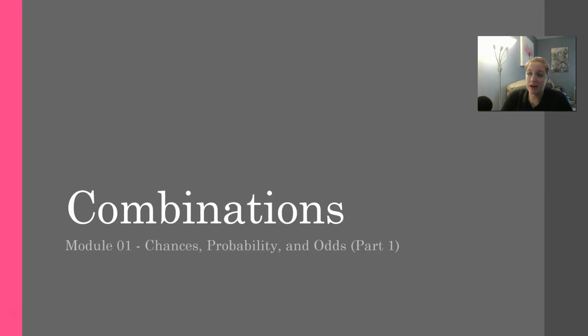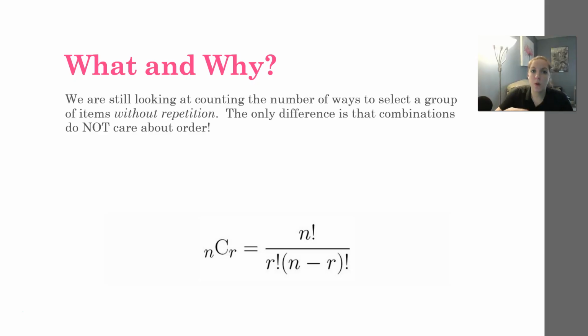Hopefully you've taken some time to watch the permutations video before you watch the combinations. So what I want to do is jump into when we would use combinations. We're still looking at selecting a group of items or group of people or things from a larger set of items, and without repetition though. Once you pick someone, you can't pick the same person. They're already chosen. Can't pick them twice, okay?